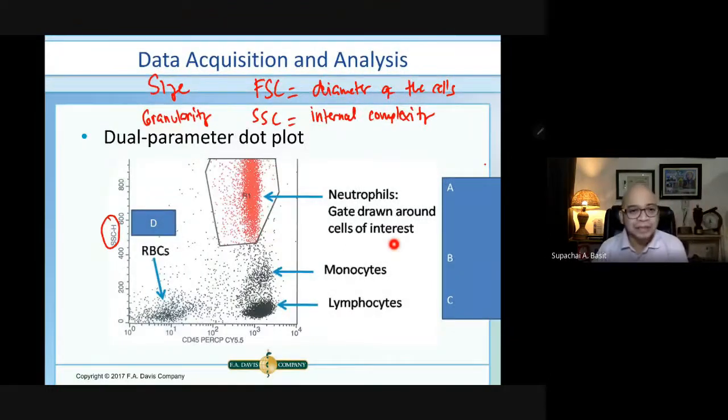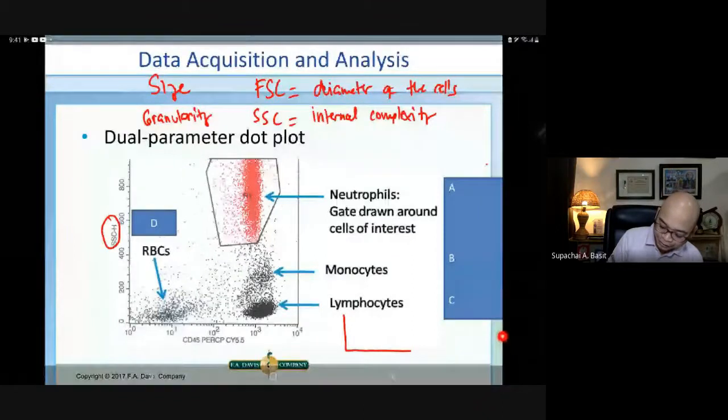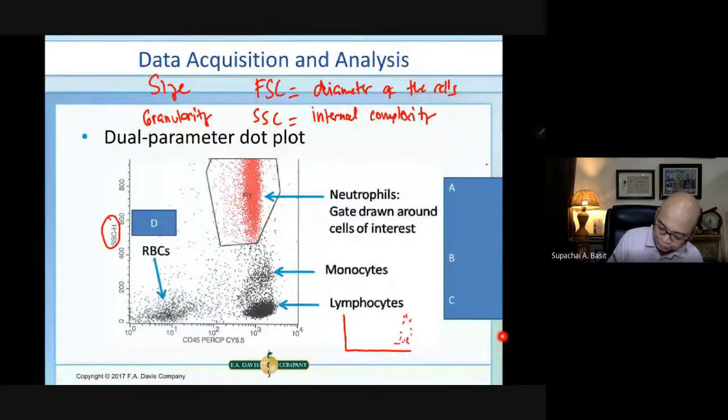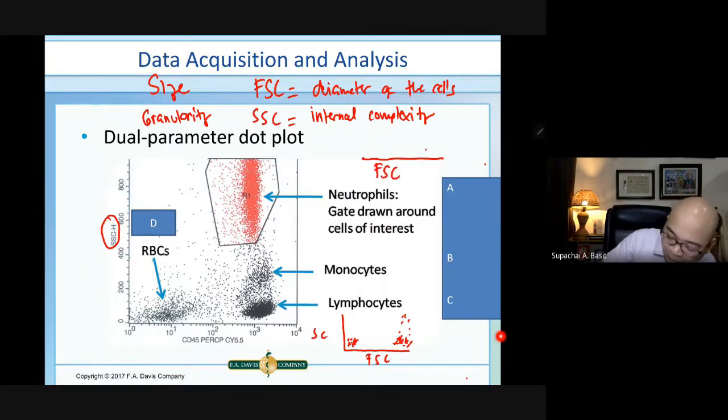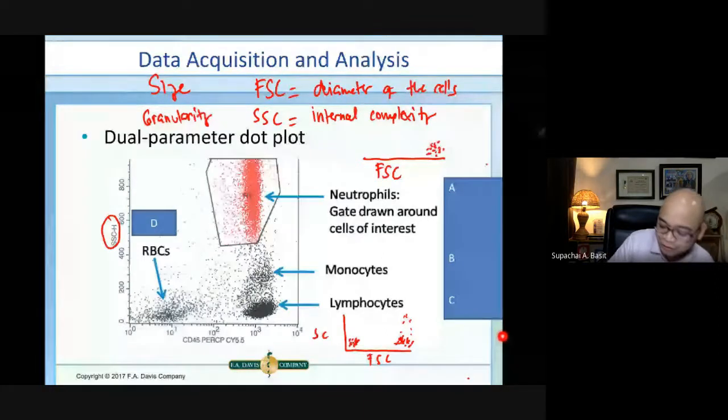Okay. So, ibig sabihin, guys, the larger the size of the cell, so for example, if this is the histogram, kapag larger pala yung size ng cell, it will go at this particular portion. Kasi ito yung FSC, ito yung SSC. So, nandito siya sa part na to. The smaller the size, nandito sa part na to. Okay? So, if this is the FSC, para hindi kayo malito, kapag large yung cell, nandito sa side na to. Kapag small yung cell, nandito sa side na to.